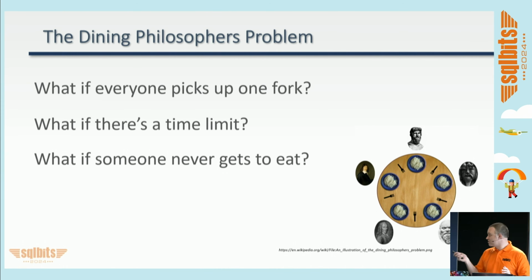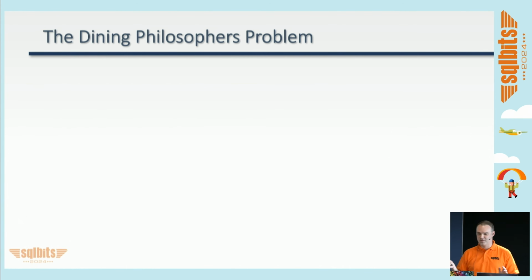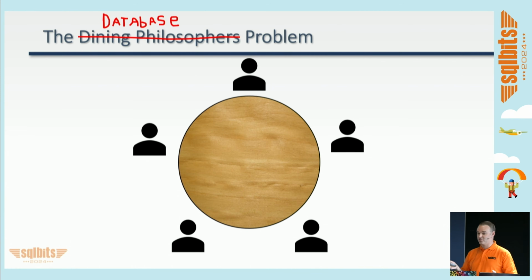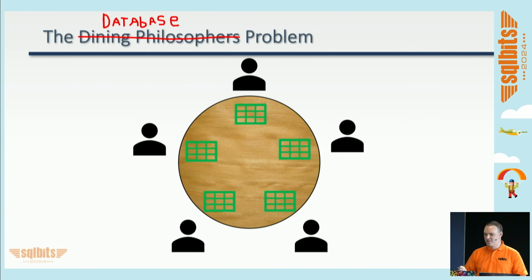We can very easily translate this to databases. Instead of the dining philosophers problem, this can be the database problem. We still have our table sitting around, not a data table yet, but instead of philosophers, we now have end users. Instead of bowls of pasta, we have data tables or data in general. And instead of forks, we now have locks. So this is very easy to understand. We have the same problems with multiple users accessing a database at the same time. These are very real problems.